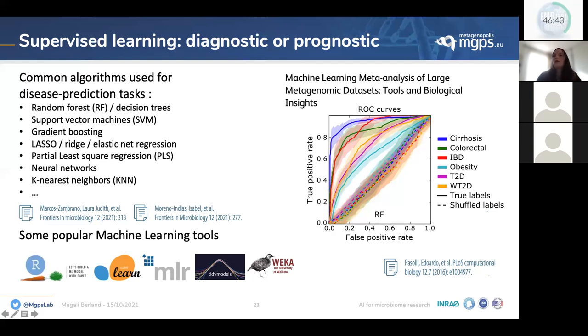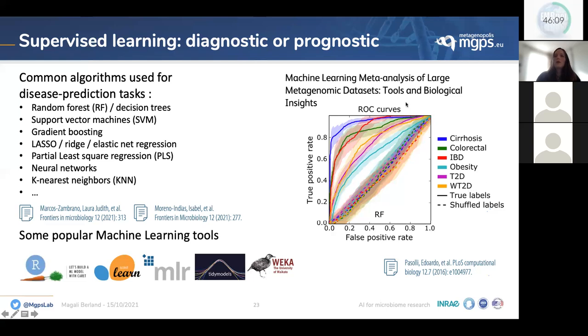And I put here an example, which is quite a reference in the domain. It's a publication from Edoardo Pasolli in 2016, which is called Machine Learning Meta-Analysis of Large Metagenomic Datasets. So he took different datasets of different diseases. So 6 different diseases: liver cirrhosis, colorectal cancer, IBD, obesity, and type 2 diabetes, with 2 different cohorts.